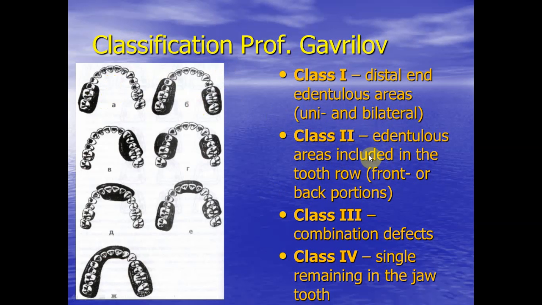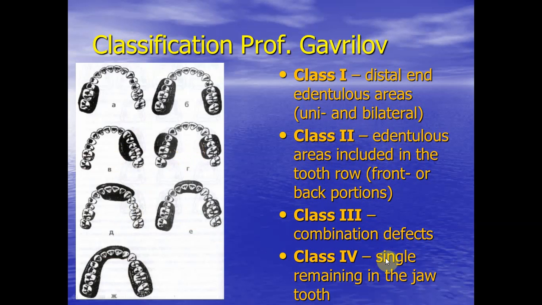Class 2 are edentulous areas which are included in the tooth row in the dental arch, front and back portions. These are all the examples shown under the letters V, G, D. Class 3 are combination defects, meaning the condition when there is a distal end edentulous area and also a defect which is included within the dental arch, like the example shown by the letter E.